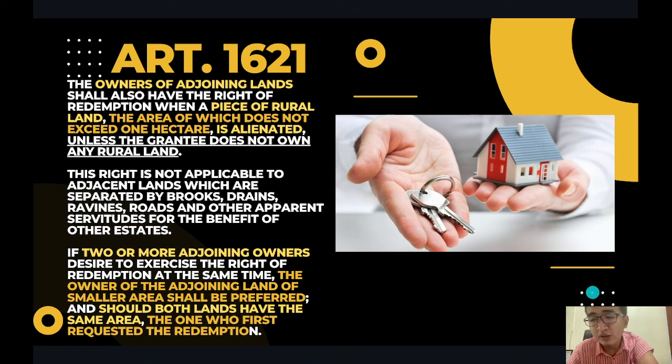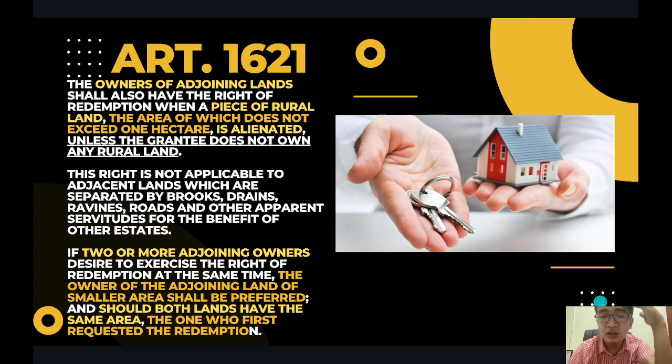Meaning, if there are no brooks, drains, ravines, roads, and other apparent servitudes separating the land of A from the land of B, and the land of B from the land of C, A or C can redeem the property sold by B. Why? Because the law prefers adjacent owners. Since ikaw na yung may-ari niyan, it must be favorable to you if you can utilize this land, kesa naman na magpapasok ka ng ibang owner dyan na wala namang rural land sa area. That is why it says, unless the grantee does not own any rural land in the area. Now, what if two or more adjoining owners exercise their right of redemption? Sino ang preferred?